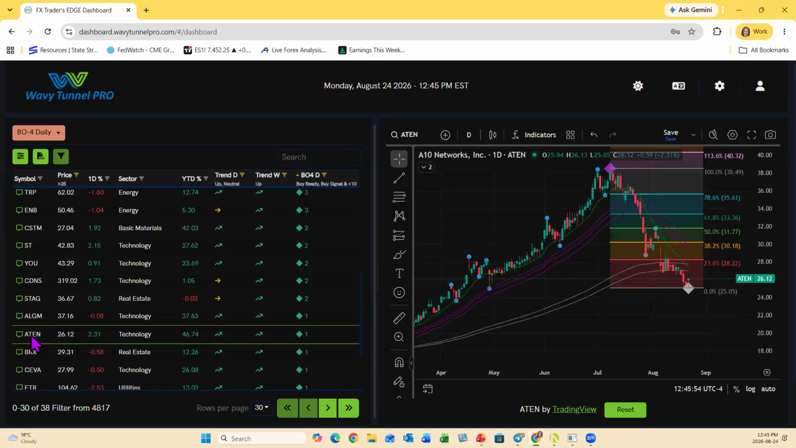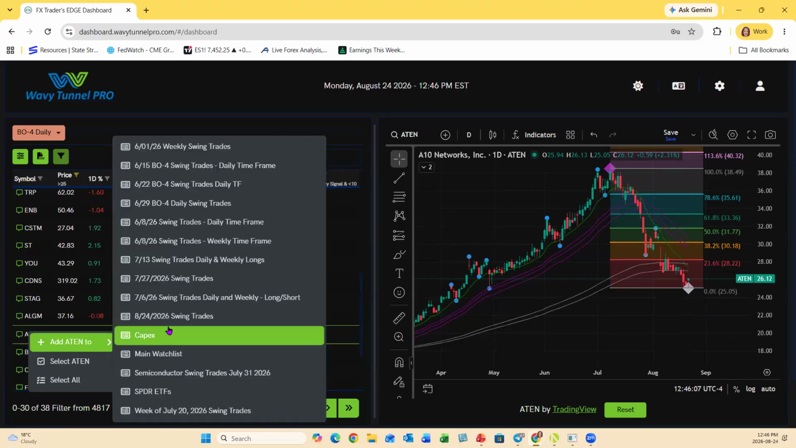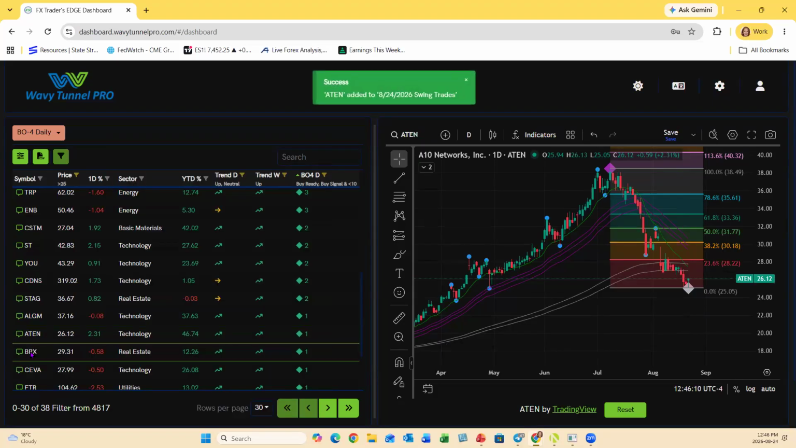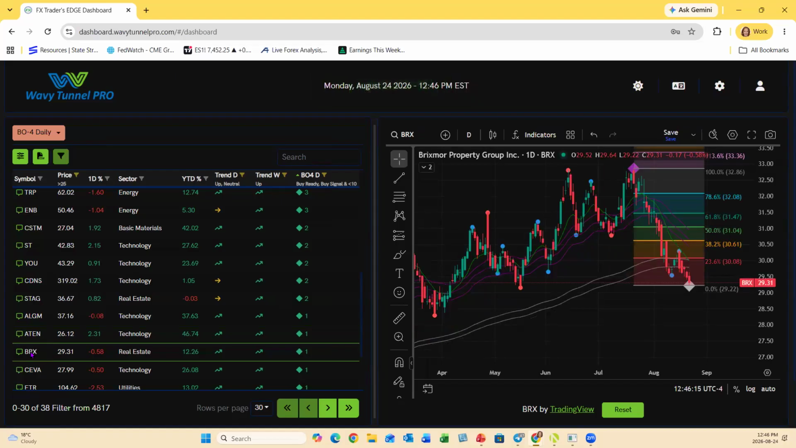Here's another one, A10 Networks. This looks very nice. I'm going to add this. We have a beautiful uptrend and then a nice consolidation for a correction. I'm going to add this. Okay, sure. I'll show you the WDC chart. All right, this is also a nice pattern. So I'm going to add this to the watch list.